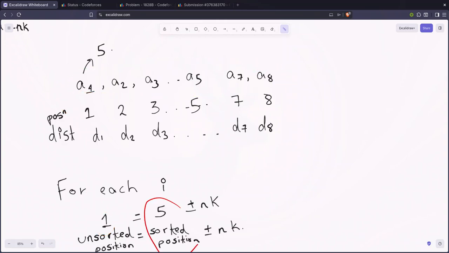The sorted position is defined to us because we know that after sorting, the fifth element will be at the position 5. The number 5 will be at position 5. We know this for a particular array. We have to find a k for a particular array. Then this n is varying, right? n is varying according to these conditions.